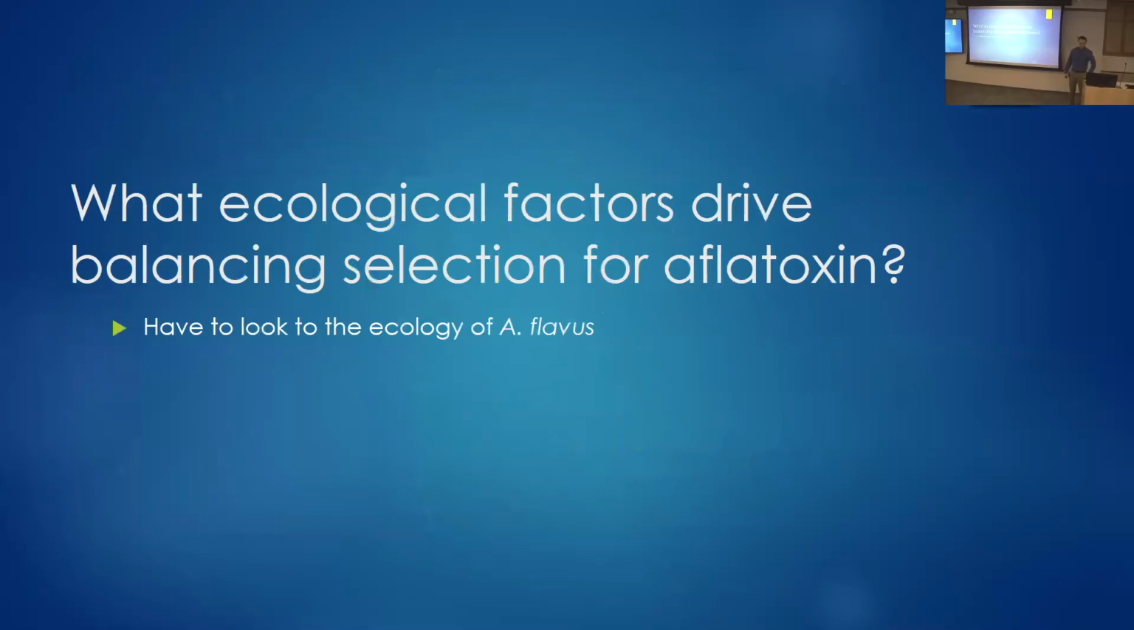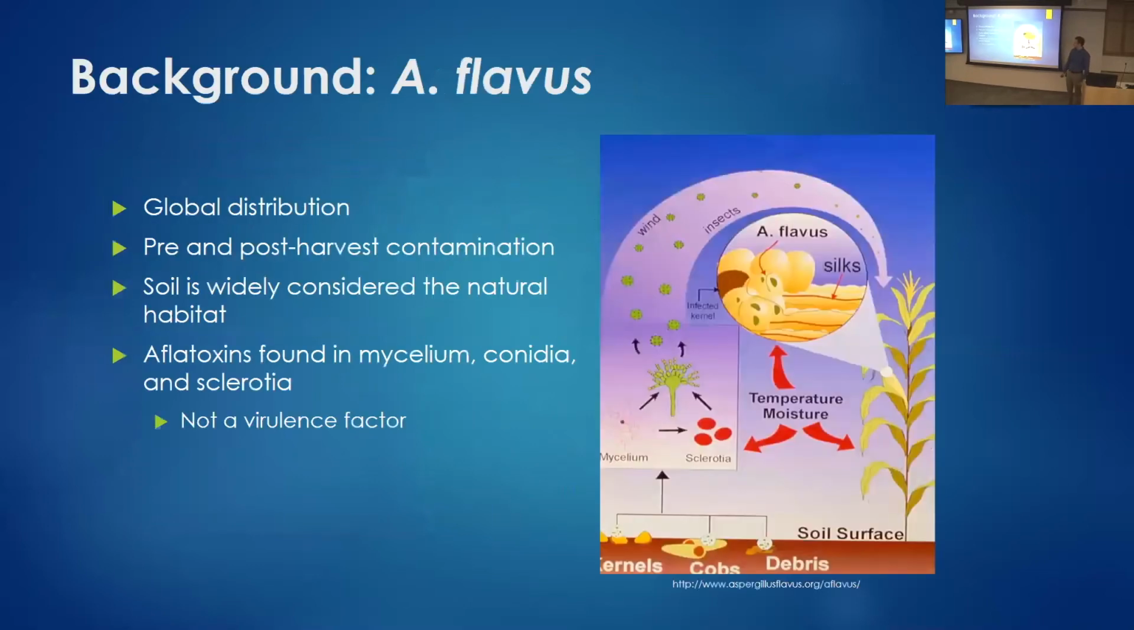So my mantra today is, what are the ecological factors that are driving balancing selection? And as I've been saying, in order to get at this question, we have to look at the natural ecology of the fungus. The natural environment of the fungus is typically considered soil, where it produces conidiophores that disperse spores everywhere. And I really do mean everywhere. It has a global distribution.